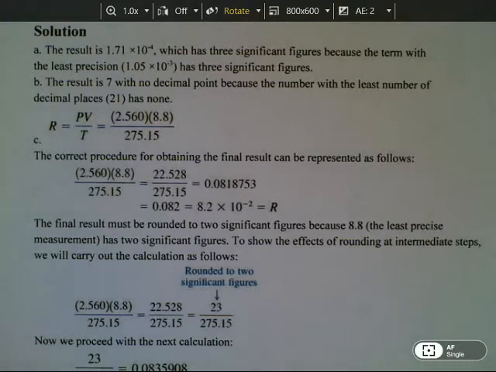B, the result is 7 with no decimal point, because the number with the least number of decimal places was 21. It has no decimal places.